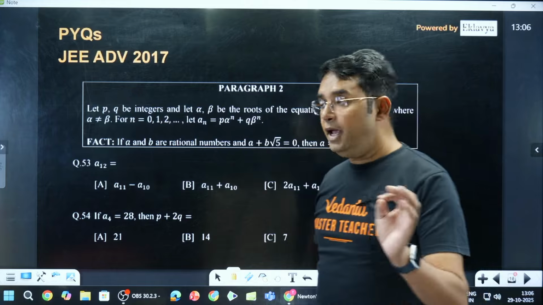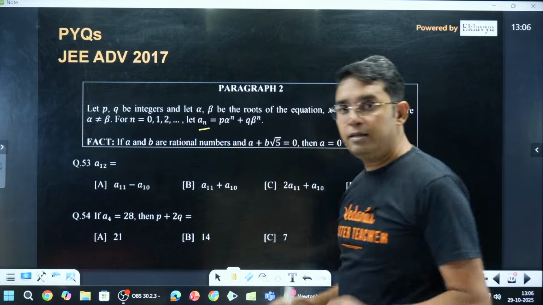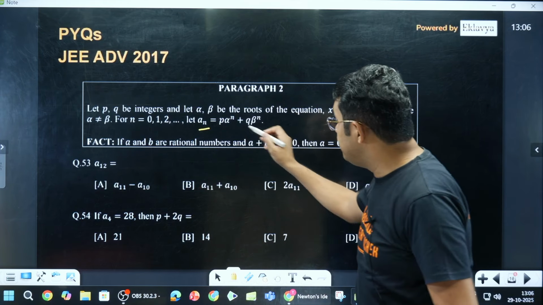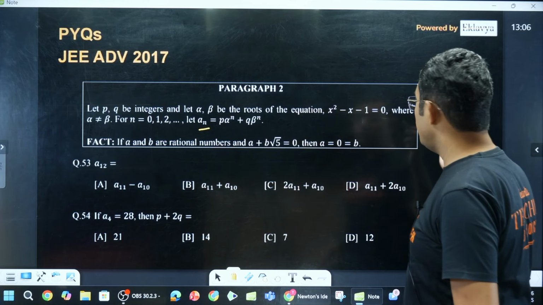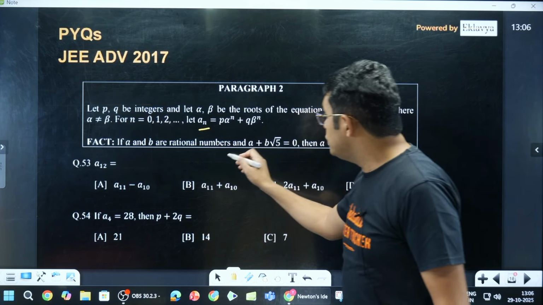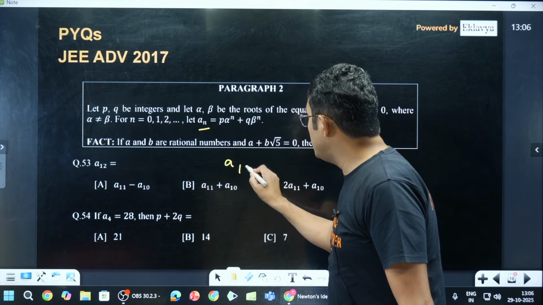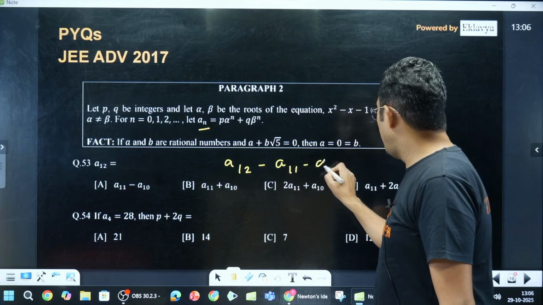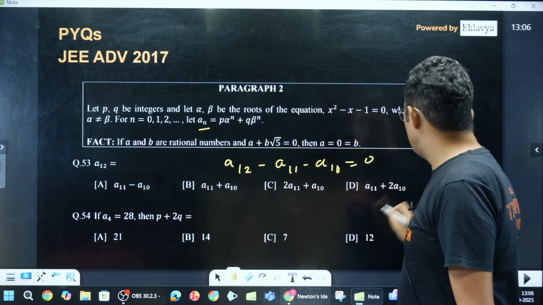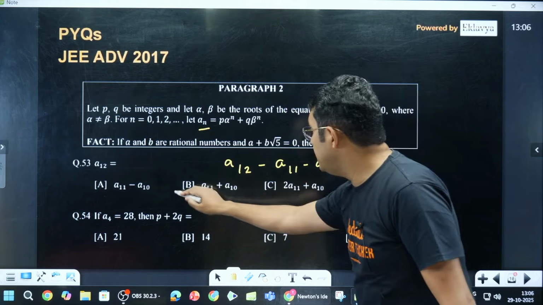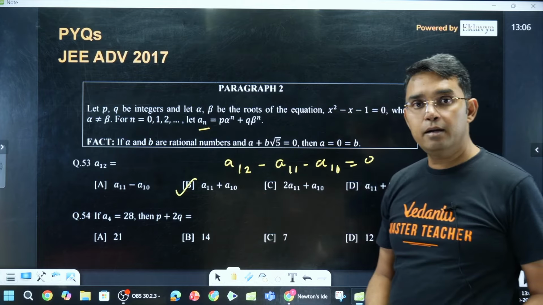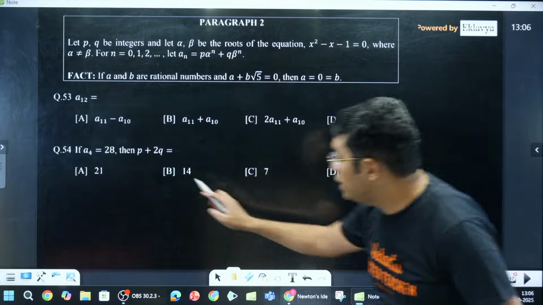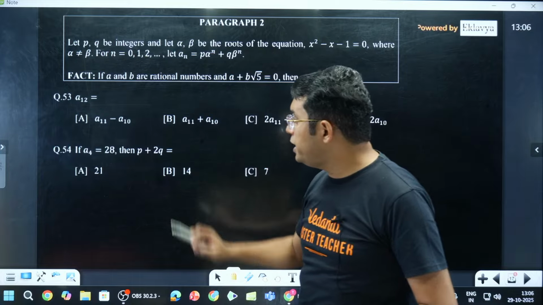Now they are asking A12. I think that can be the easiest question so far in the history of JEE Advanced, if they are asking A12 in terms of A11 and A10. Isn't it very direct that A12 minus, because the coefficient is 1, A11 minus A10 is equal to 0? So your answer is directly A11 plus A10. Done.